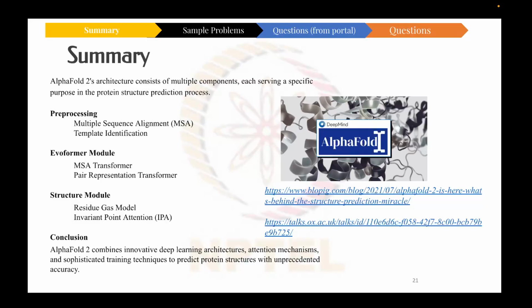And we have invariant point attention, that is IPA, which incorporates three-dimensional structural information using a novel attention mechanism, enhancing the model's learning and prediction ability.